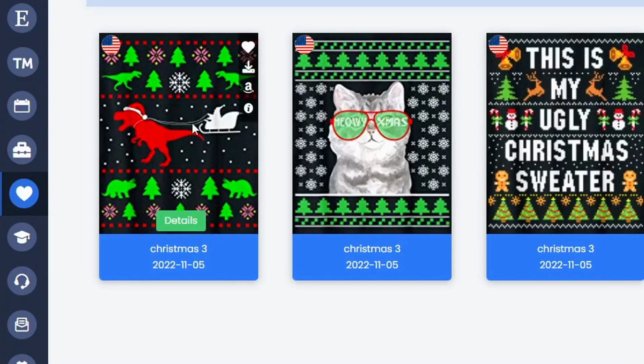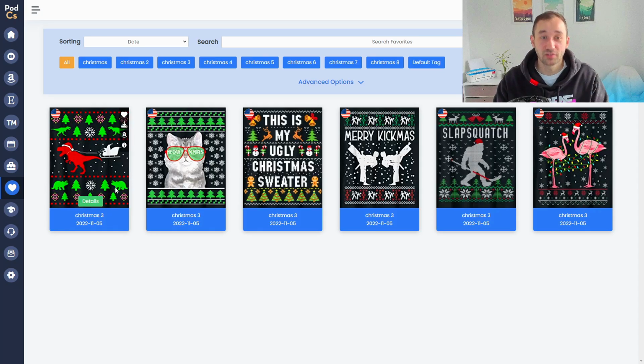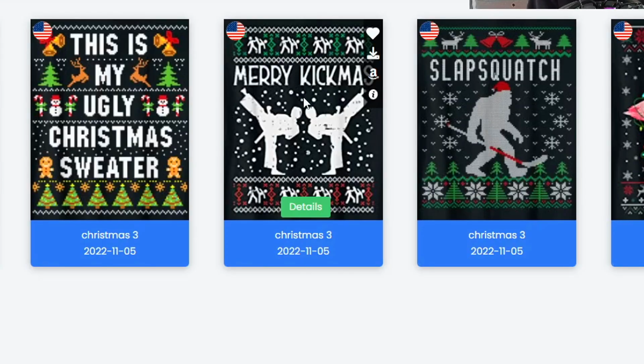Just look at this first concept where we've got a dinosaur pulling Santa's sleigh. So you could literally already use that concept and put lots of different animals here that are pulling Santa. You could put a unicorn there, an elephant, I don't know, just things that people are interested in. And then we've got a cat. We've got just text right here saying this is my ugly Christmas sweater, even though it's a t-shirt once again. Merry Kickmas, so you could cross niche it with any types of hobbies that you can think of.